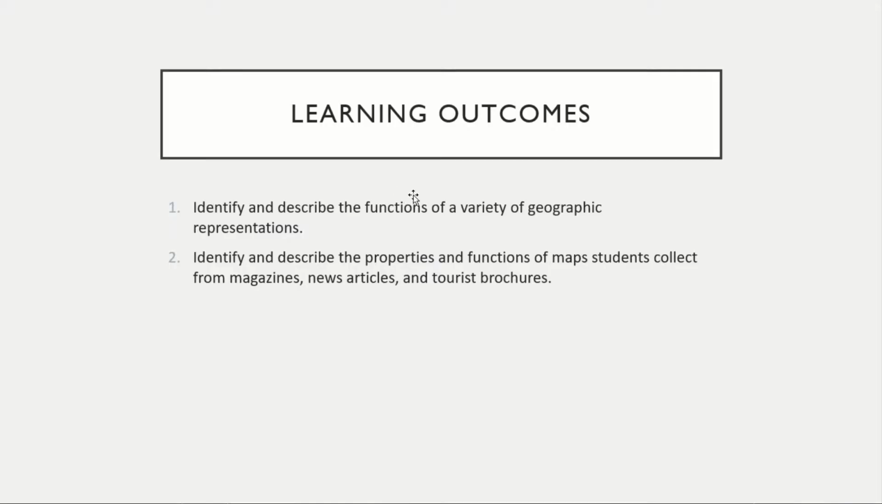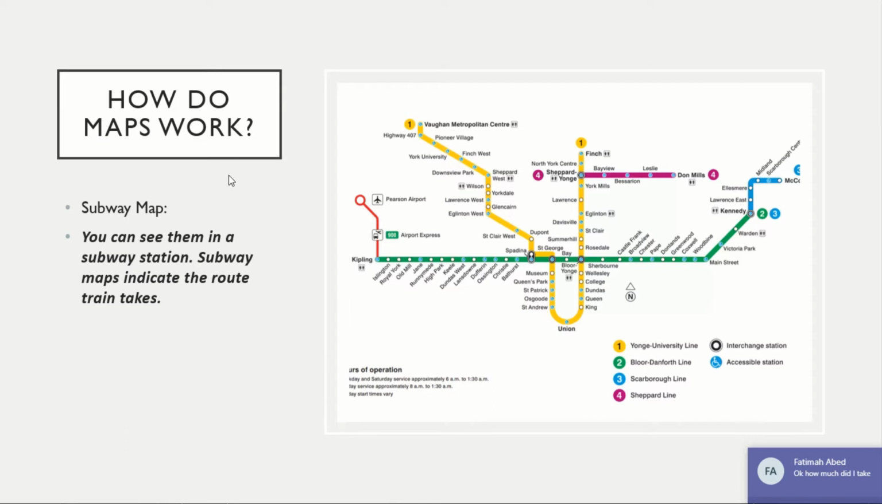So we can see here the learning outcomes: identify and describe the functions of a variety of geographic representations. Identify and describe the properties and functions of maps students collect from magazines. So here, as we know, we use multiple maps in order to understand a place and to reach the destination.